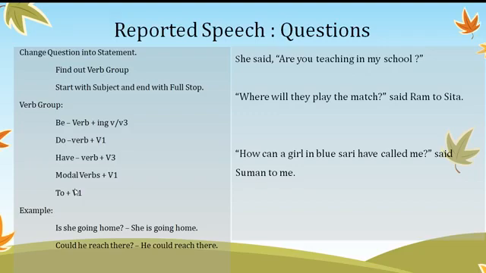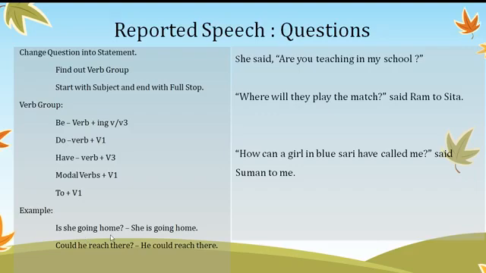Okay, dear learners, these verb groups you must understand. After we know the verb groups, then you have to start with the subject and end with a full stop. That is called the statement. Now let's look at the example. What is the example to know about the verb group?